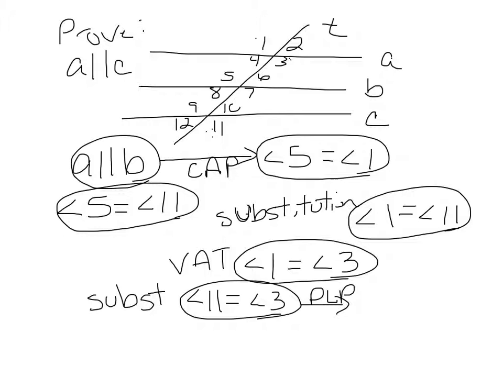But what lines, you ask? Well, take a look at angle 11. Angle 11 is on line C, and angle 3 is on line A. So A is parallel to C.